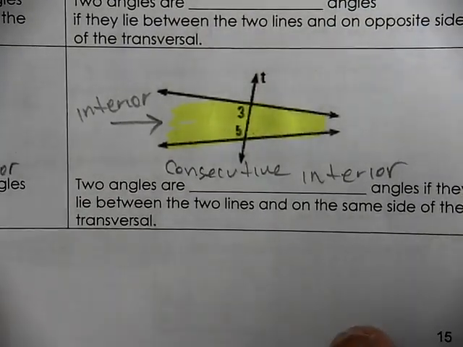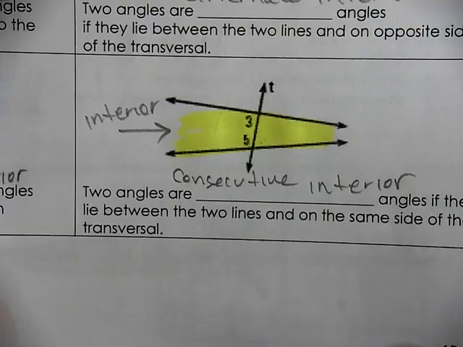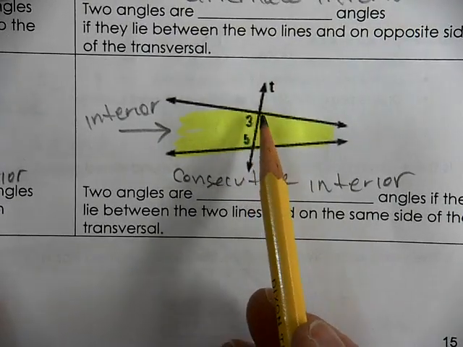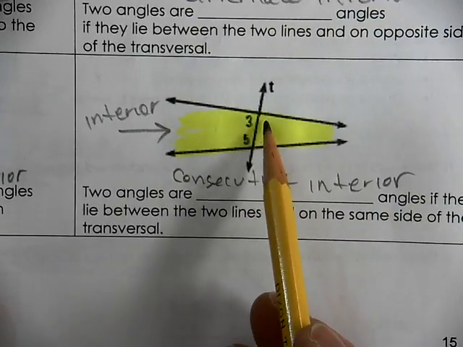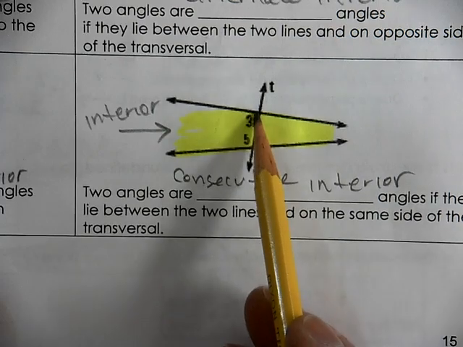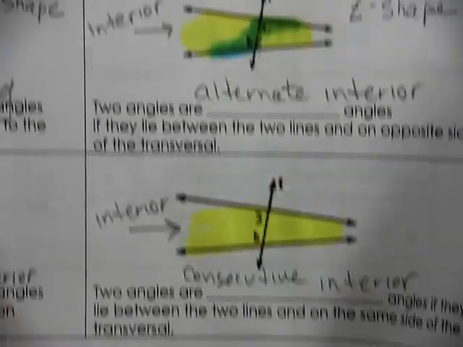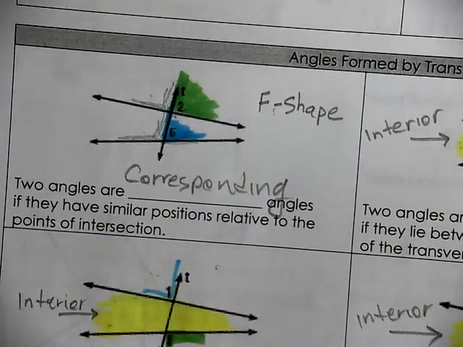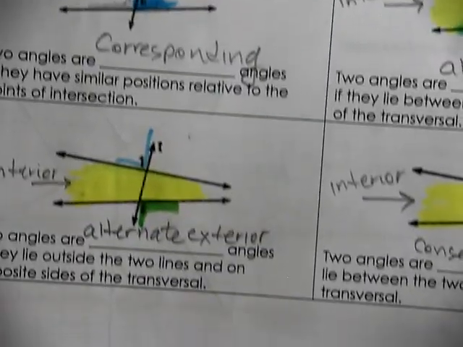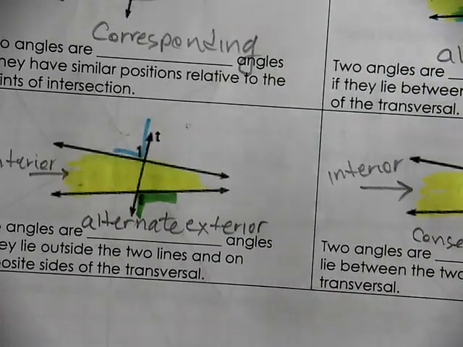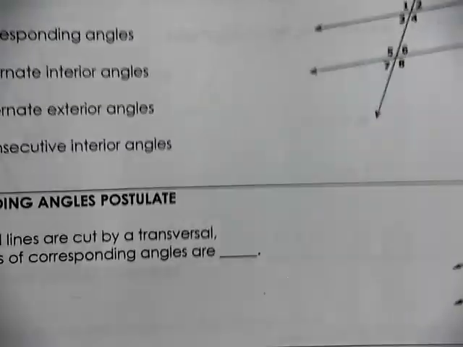Notice that all our examples here, they all have different vertices. So we're not talking about a linear pair. None of these are a linear pair. They all have different vertices. None of these are adjacent. None of these are vertical. So let's flip our page over.